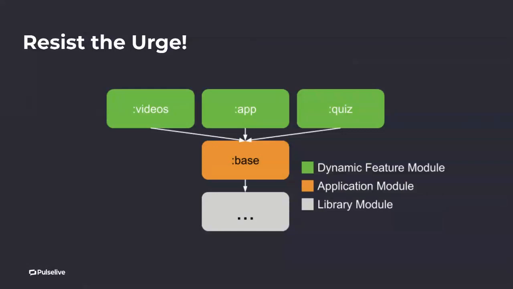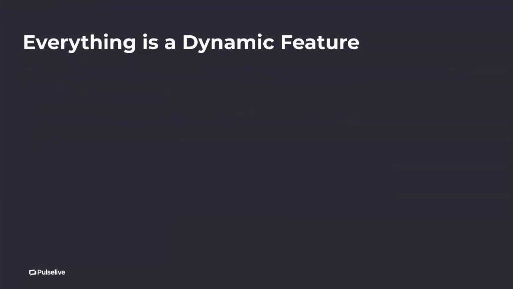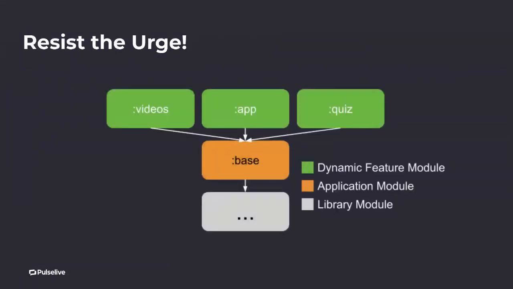So the way around that, this has been remedied in Gradle plugin 4.0, so you can now have dynamic features that depend on other dynamic features. And what I mean by this is that here you have a very flat structure, dynamic features can only stand on their own. In Gradle plugin 4.0, you can actually have, say, app here depend on videos, which then depends on base, which will help work around this issue.